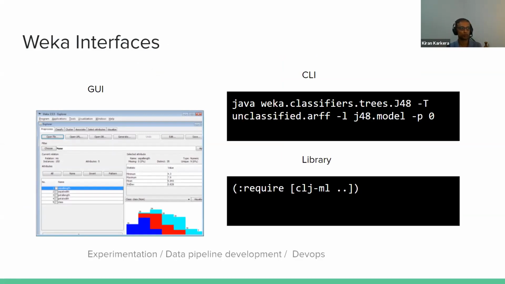And I find it quite useful because these interfaces support 3 different audiences. The GUI supports an experimentation kind of audience. The library supports data pipeline development, and the CLI is really useful for DevOps. So if you've got a trained model and you just want to orchestrate it using Docker, you don't really have to build your own little wrapper on top of a CLI wrapper on top of that.